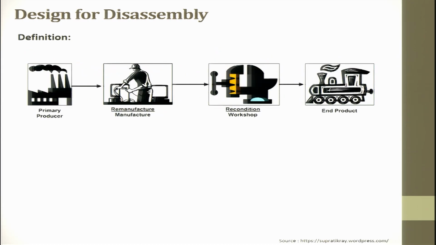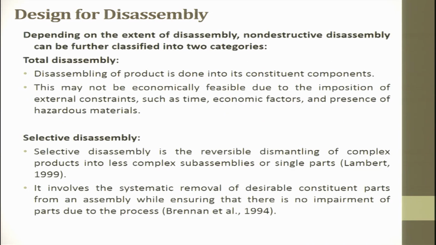If you go ahead with the same definition, if you want to pictorially represent, you can have it as primary producer, then you have remanufacture, wherein we try to manufacture and then we do reconditioning in the workshop, and then finally it goes to the end of the product. So, we use all these things to try to reuse the material which can be salvaged, and we go towards the end product.